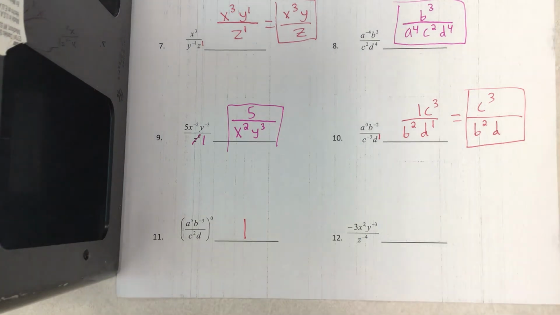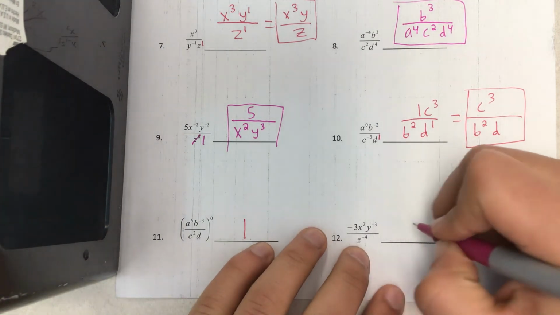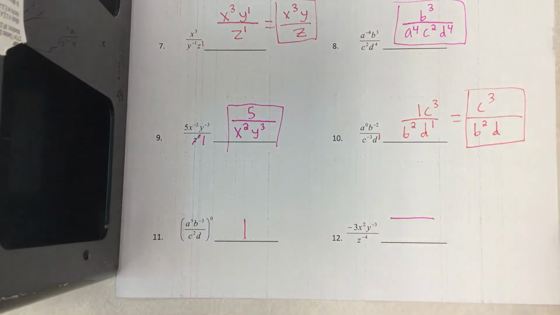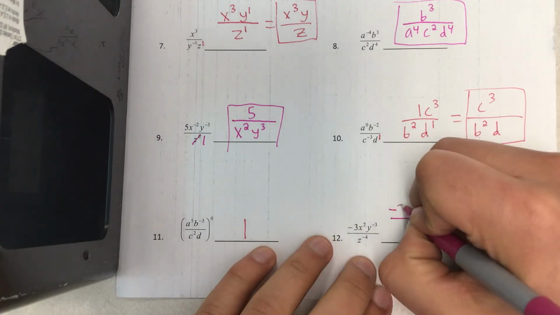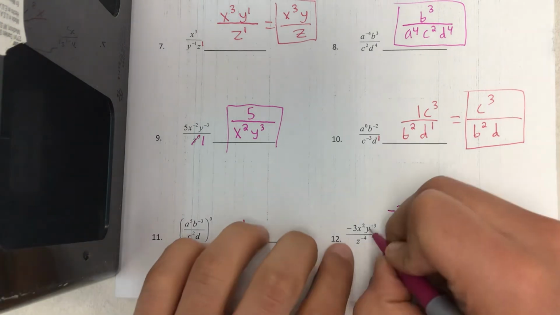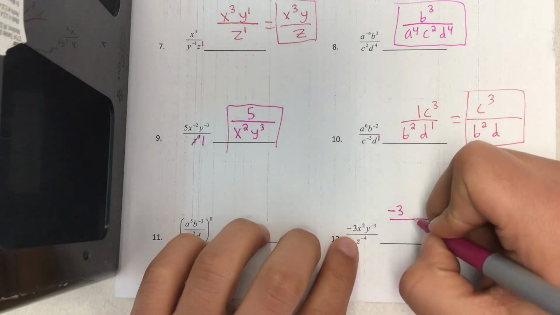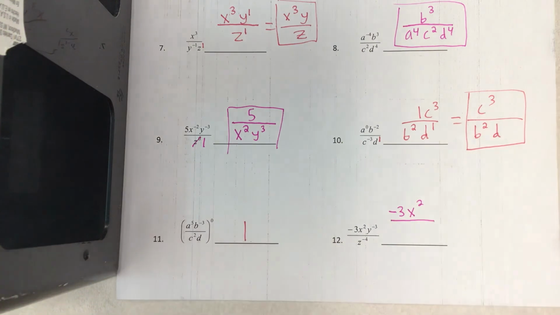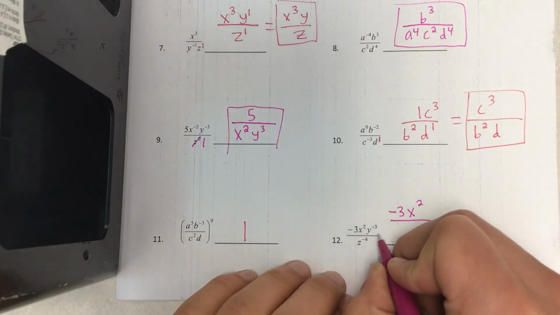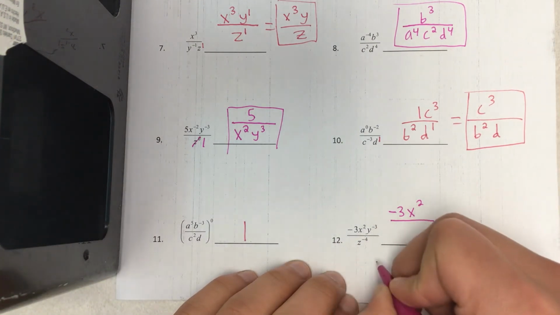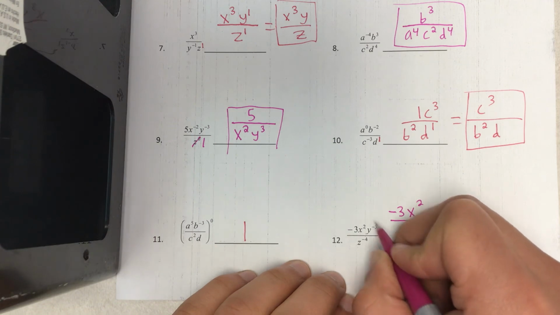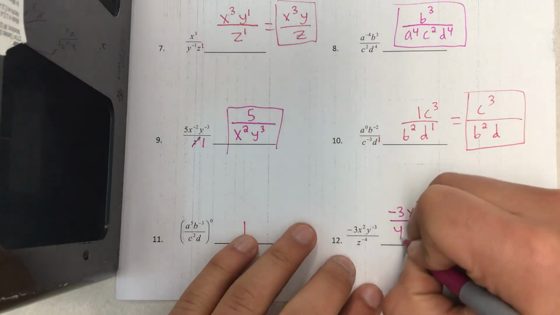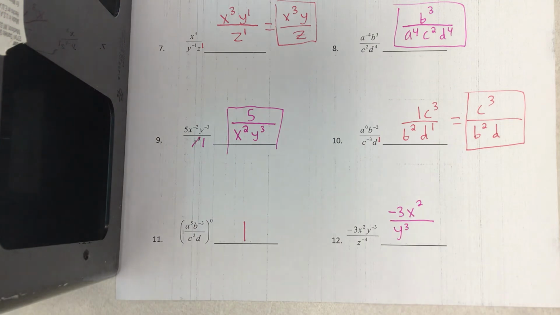Number 12, last one. So negative 3 times negative 3 x squared y to the negative 3rd over z to the negative 4th. So let's do our fraction bar. So negative 3, no negative exponent, it can stay there. X squared, well, it's positive, so it can stay there. Y to the negative 3, okay, so I have a negative exponent, it's got to move. So since it's on the numerator, it's got to go down. So I move y to the 3rd power, okay?